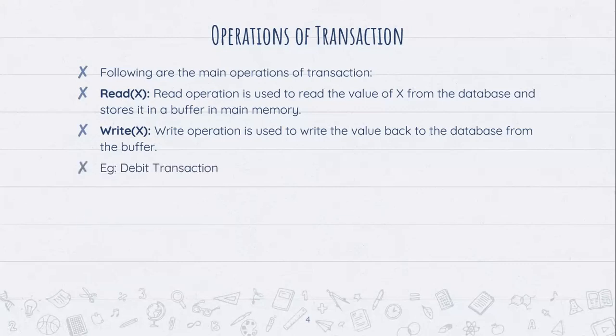Let's take this example, a debit transaction. First you have to read the current value. Then you can deduct, in the debit transaction, 500 rupees from X. Then X equals the new value, X minus 500. Then they can write the new value.